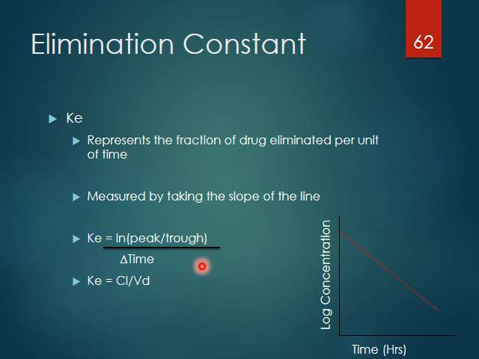And that will give me my elimination constant. Another way that you can calculate the elimination constant is by using Ke equals clearance divided by the volume of distribution, right? Because this tells us how quickly we're eliminating the drug that's in the plasma. This tells us how much volume of plasma we need to process in order to eliminate that amount of drug. So again, using these values can be handy because it helps us to determine what the Ke is, or what proportion of that drug is being eliminated over a unit of time.